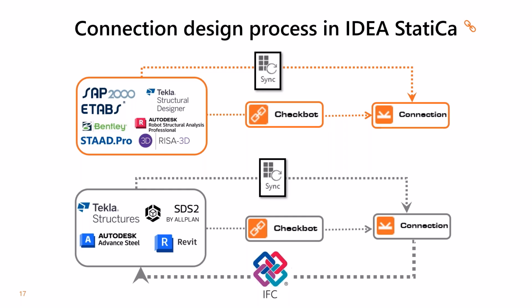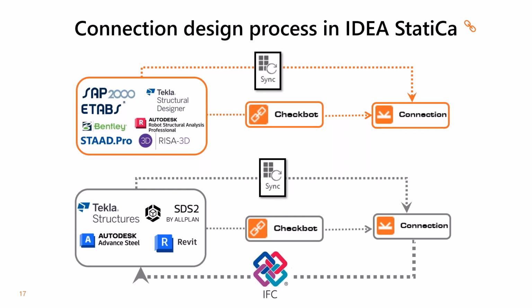So probably you have heard about the workflows we offer. If not, please check our website, our webinars, where we have these examples. But in summary, from your global analysis software, you can link the model to Checkbot and use the load combinations to design the joints of the structure. If there is any change in the main structure, we can synchronize changes from the other software into Checkbot, and that will update the loads and profile section changes.